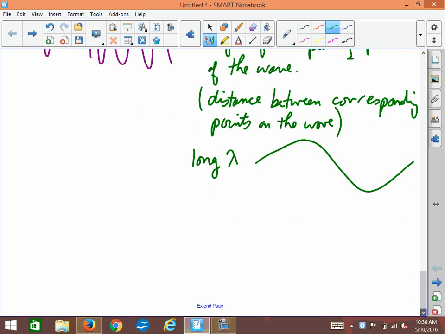I only had room to draw one section of the wave. But a short lambda would be a wave that goes up and down and up and down, and many, many repeating units will fit here in the same distance, you see? So here is the wavelength. That's about 40 centimeters, or on your screen, it's about 10 centimeters. And then here is the wavelength of the little guy. That's about maybe 1 or 2 centimeters on your screen. So there's a difference in wavelength.